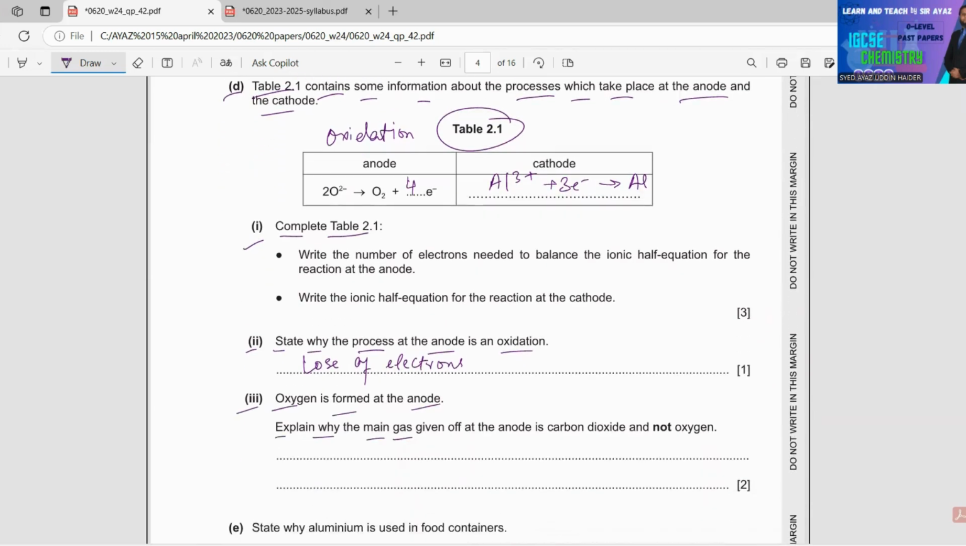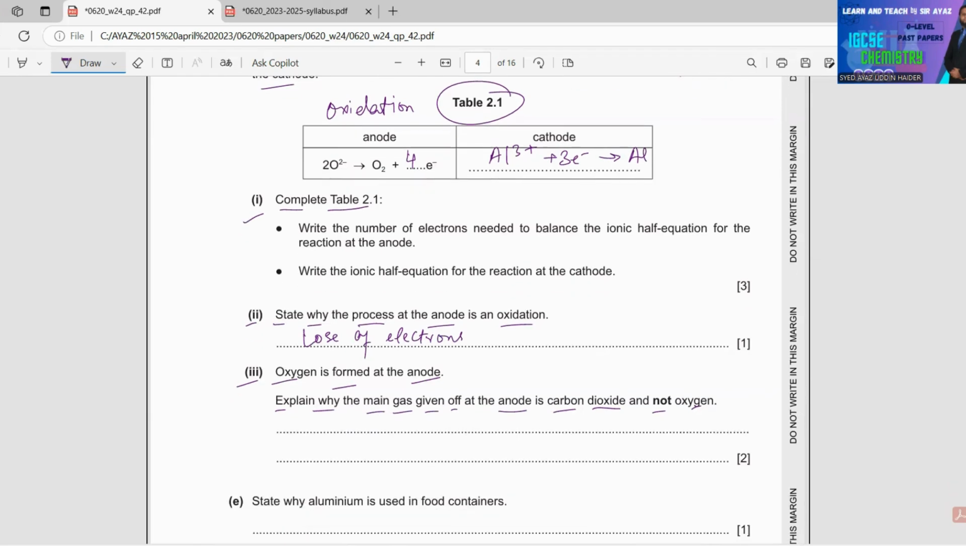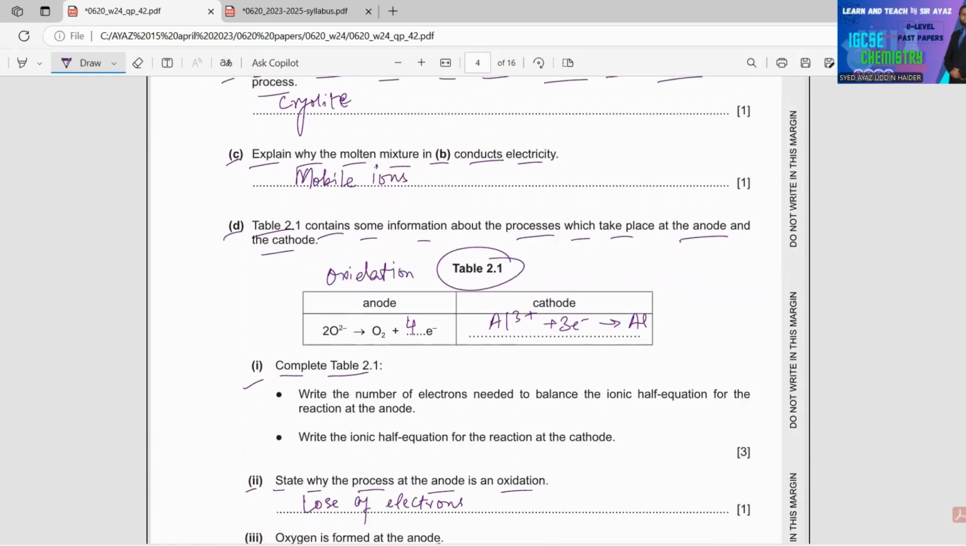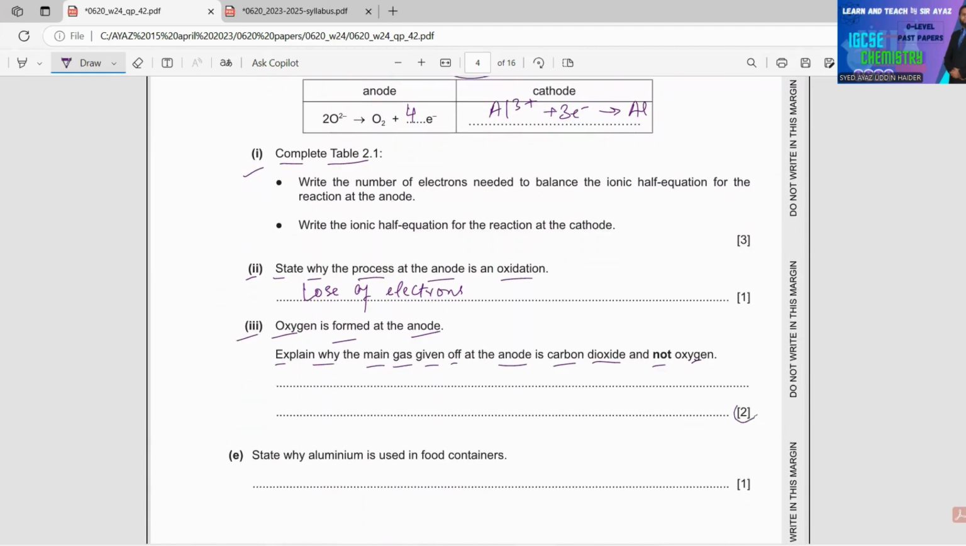Explain why the main gas given off at the anode is carbon dioxide, not oxygen. Now, see, anode, it's made up of carbon or graphite. And due to the high operating temperature, this oxygen produced reacts with carbon, or carbon burns. You can even write combust in oxygen. Combust means it's reacting with oxygen. So first of all, you write, so 2 marks. So you write anode is made of carbon or graphite.